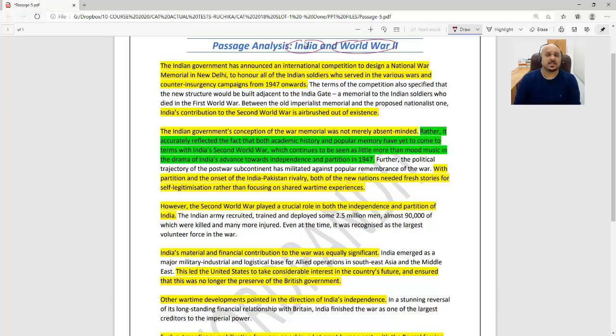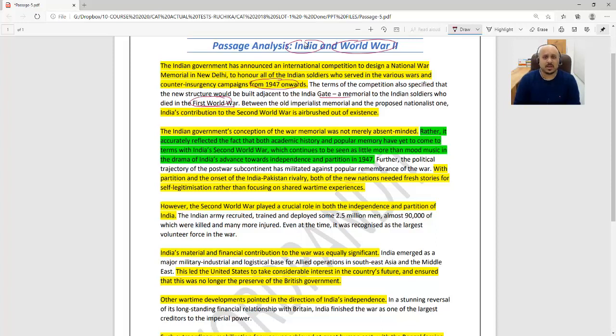The Indian government has announced an international competition to design a national war memorial in New Delhi to honor all of the Indian soldiers who served in various wars and counter-insurgency campaigns from 1947 onwards. So there is a new war memorial, simple enough, easy enough to understand, to basically honor soldiers who've participated in war since 1947 onwards. The terms of the competition also specify the new structure would be built adjacent to India Gate, a memorial to the Indian soldiers who died in the First World War.